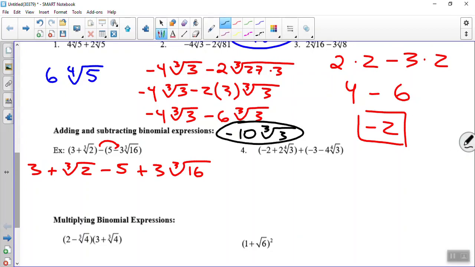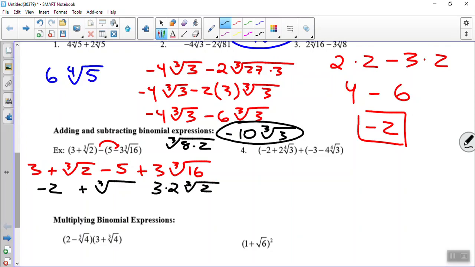I've got 3 minus 5 is negative 2. How about this cube root of 2 and cube root of 16? Cube root of 2 plus cube root of 16, can we do that? First response might be no, but cube root of 16, I can change that, right? I can take out an 8. So this actually becomes 3 times 2 cube root of 2, because that 8 comes out as a 2.